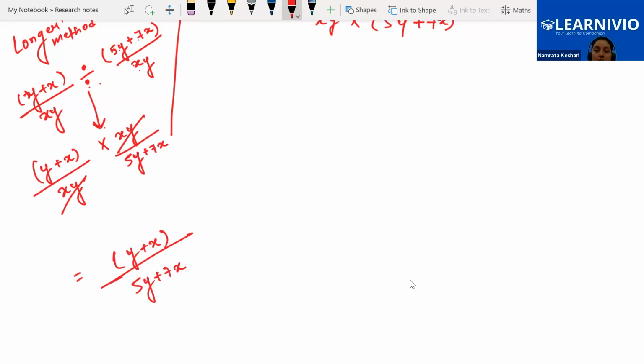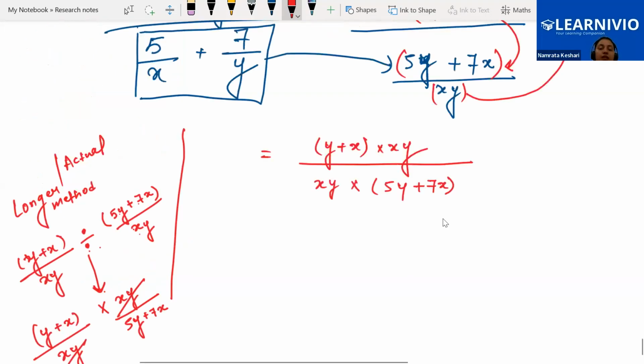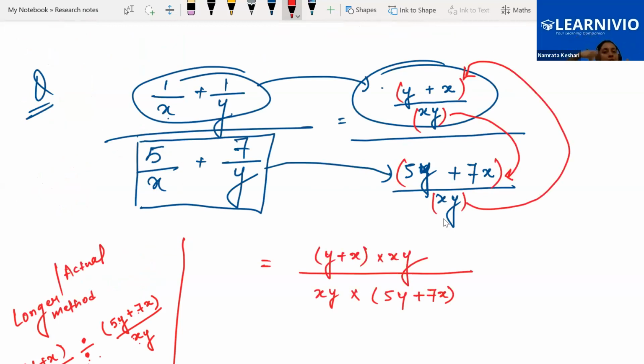And what I am telling you, let me make it clear. Multiply the outer numbers together and write it in the numerator, and multiply the inner numbers and write it in the denominator. After getting it, do whatever cancellation is possible, and you will get your answer. Getting it, Zonal? Yeah, I got it now.